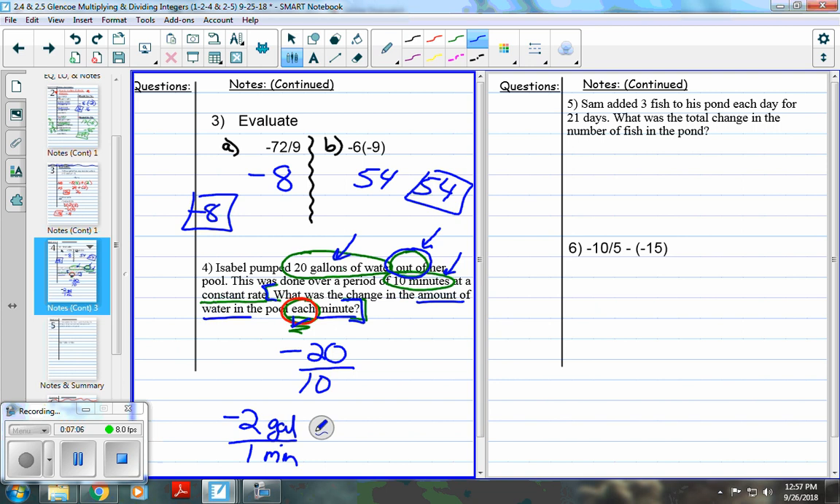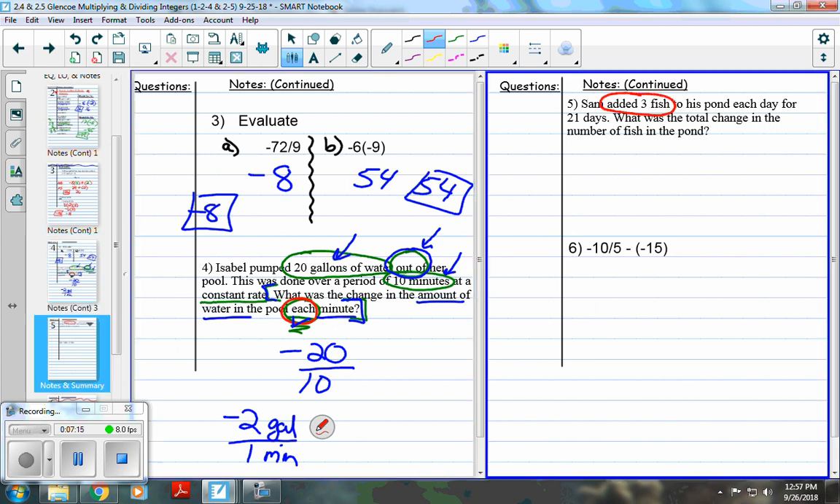So let's go over to problem 5 now. When we circle this problem, we have Sam added 3 fish, so we know it's a positive, to his pond each day. What confuses a lot of students is they read add and they don't realize that the each is the operational word here. Added in this case is signifying the positive number. And he did this for 21 days.